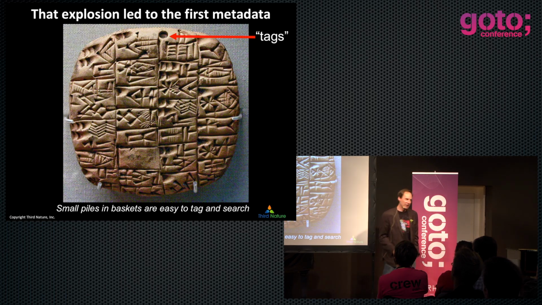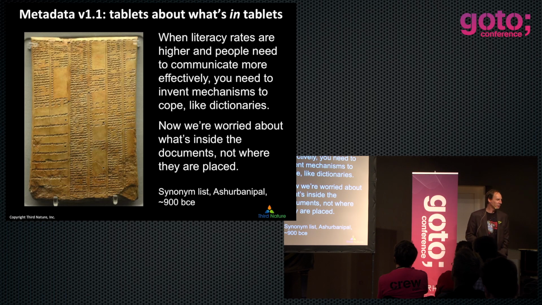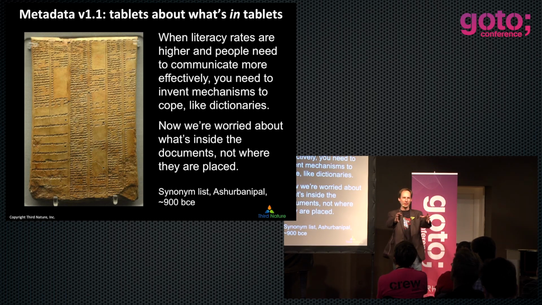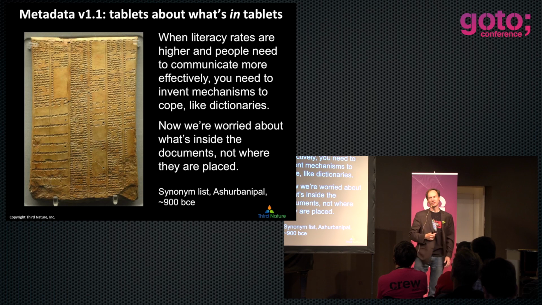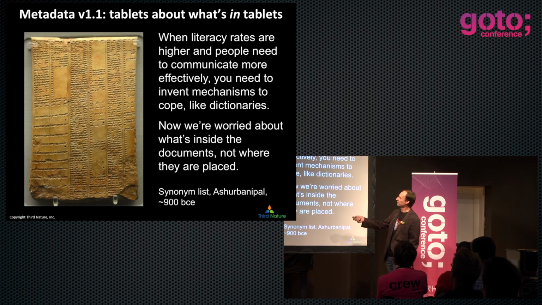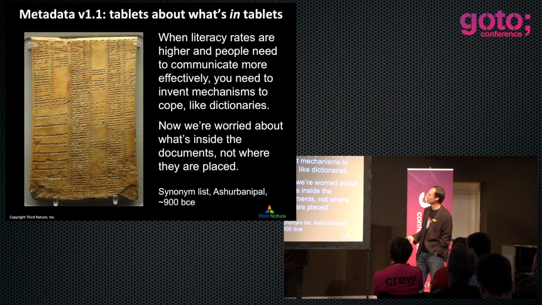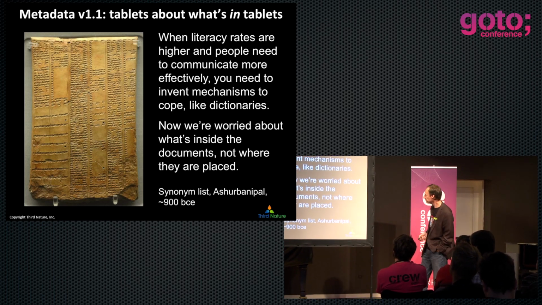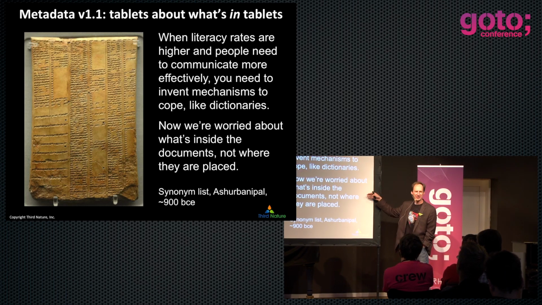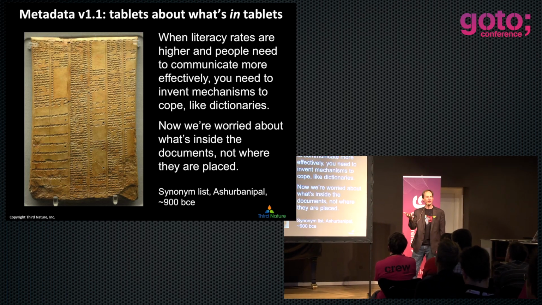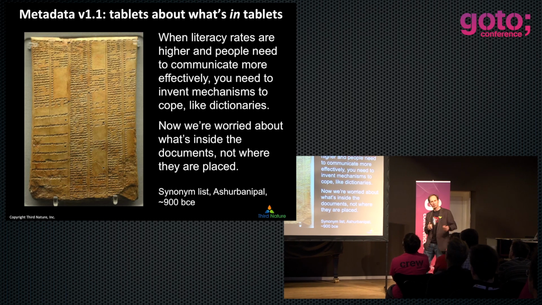And eventually, it got even more complicated, and we started to create tablets about what was inside the tablets, not just the tax receipts are over here, and the barley production is here, and the beer dispensary is over here. It was things like synonym lists and breaking stuff up and keeping more detailed and deeper records. And you'll notice these things are kind of big now. Because we're worried about what's inside the documents as well as just where the documents are, because we're dealing in aggregates. We're not dealing in one clay tablet for one farmer in one field.